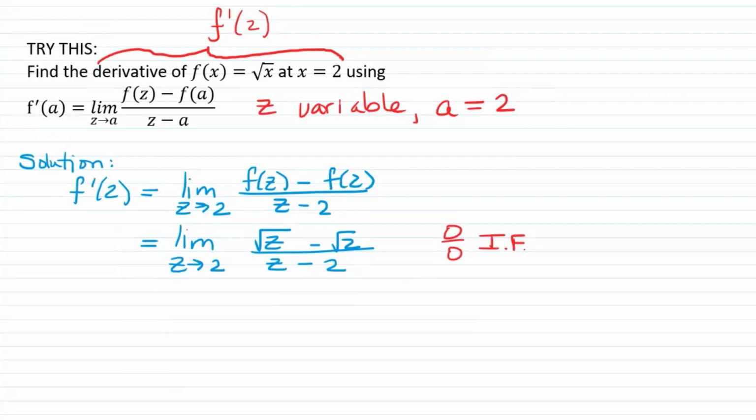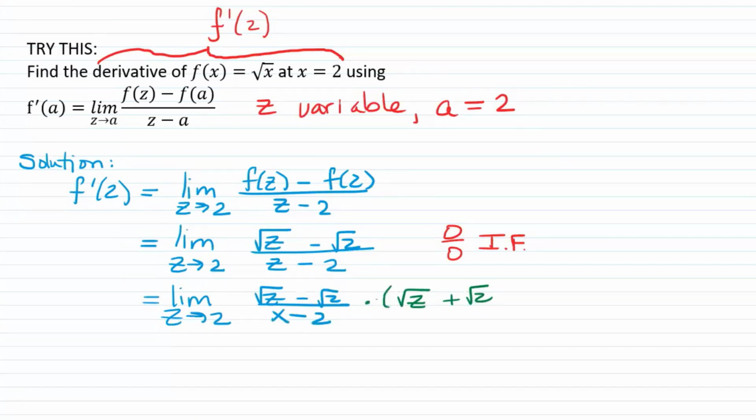So when you have square roots like this one option is to try to multiply by the conjugate. This would give us the limit as z approaches 2 of the same expression multiplied by square root of z plus the square root of 2 over square root of z plus square root of 2. Oops, I put an x over there instead of a z, didn't I? That should have been a z.